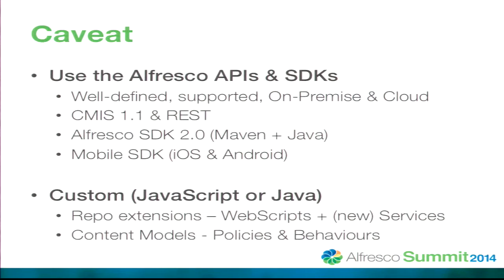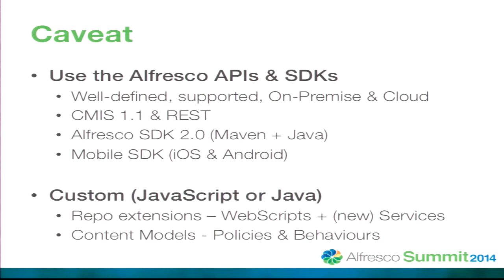So a caveat or disclaimer is that if you're not confident, or if in doubt, then you should start with the public APIs. These are well defined, they're supported, with the option to use on-premise and in the cloud. And if you're new to Alfresco, you might start with CMIS 1.1 and the extra RESTful extensions.